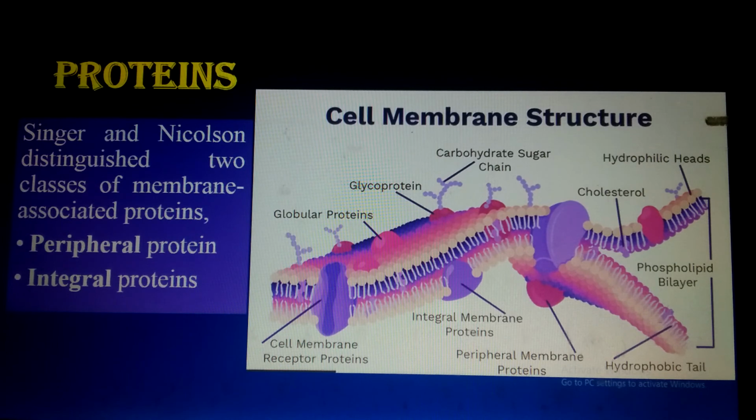So inshallah, in my next lecture, I will discuss in detail about the conjugated molecules which are present on the surface of the cell membrane in the form of the glycolipids, glycoproteins, and their function, inshallah.